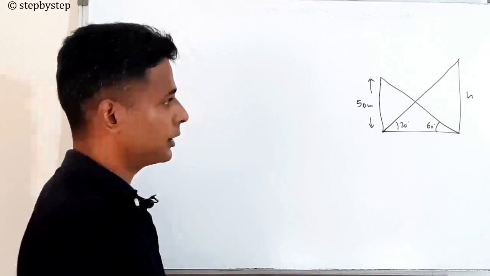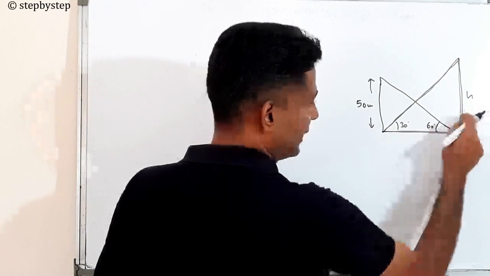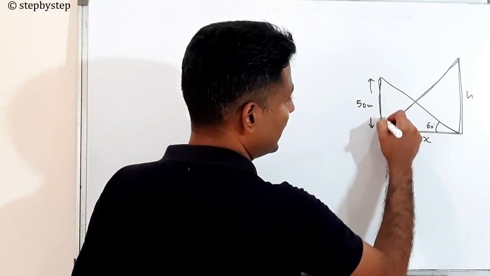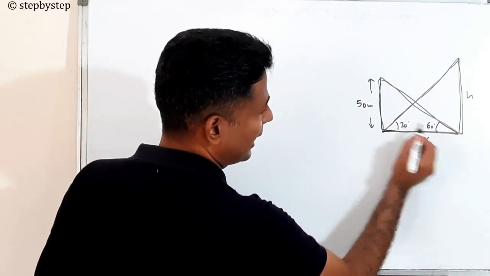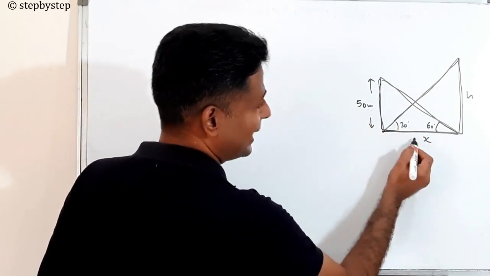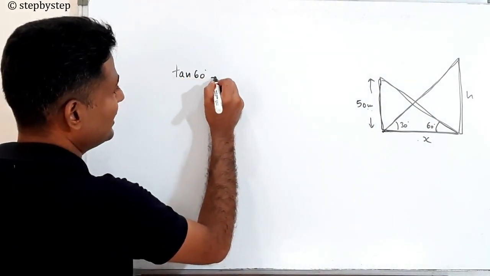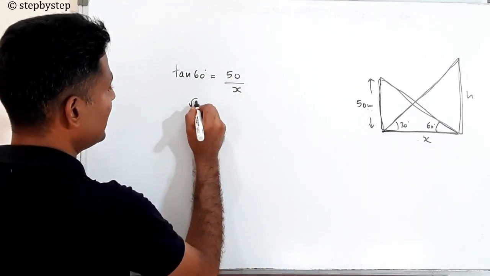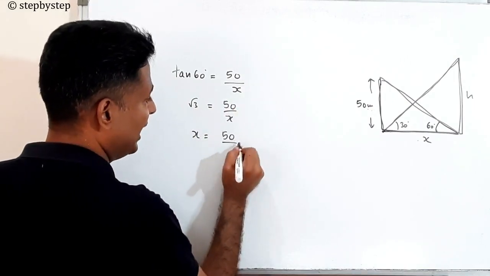Let it be h. Now to find height of the building, we need to use this, but we do not know this or this. So I'll mark this as x. How can we find this? By using this triangle, right? We have 60 degree angle, we have one side, which means we can find the other side. So opposite and adjacent, for that we always use tan. So tan 60 equal to opposite side, that is 50 by x. Tan 60 is root 3 equal to 50 by x. So x equal to 50 by root 3.